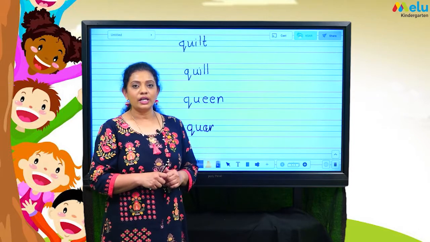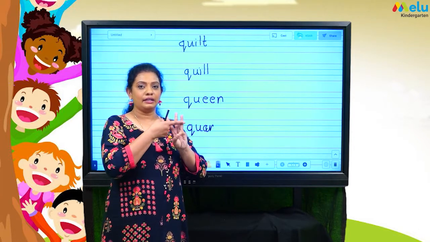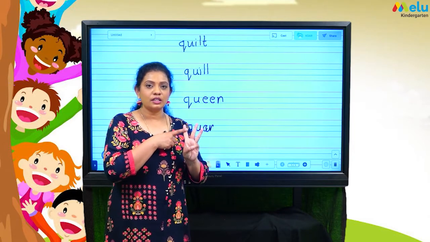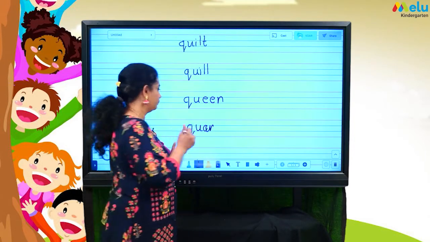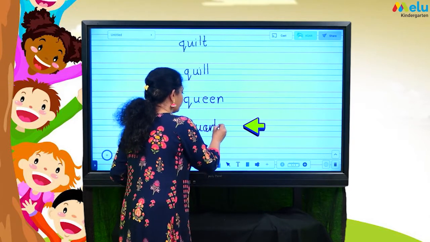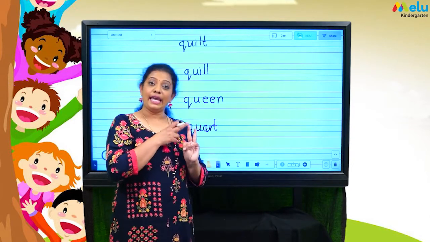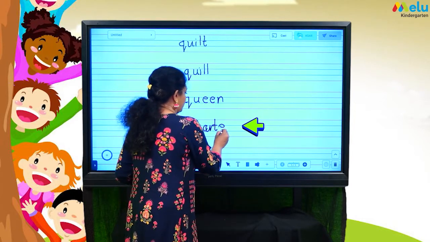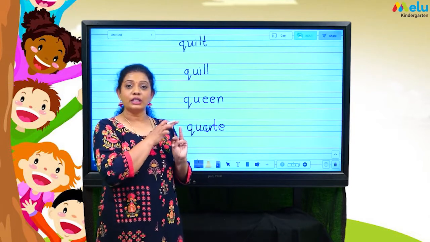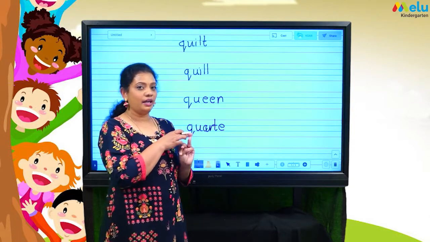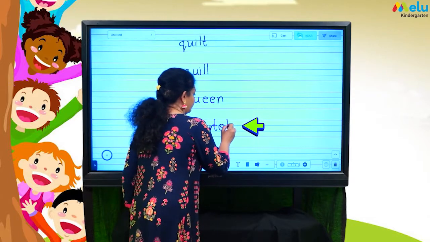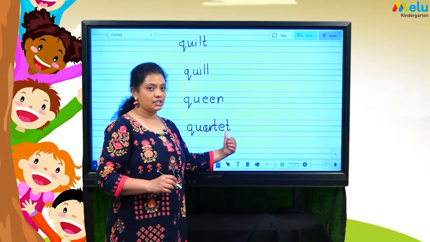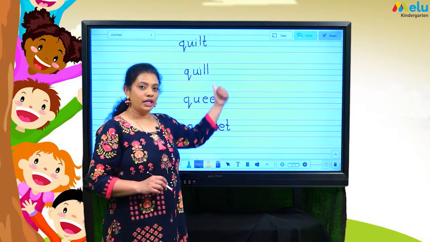What all sounds are included, children? Ta, a, t. We will write the first sound, that is T. Which letter sounds T? Yes, it is T. And the second sound is A. E sounds A. And the last sound also T. You have to write T again. So this makes the word quartet. Let us read one more time.